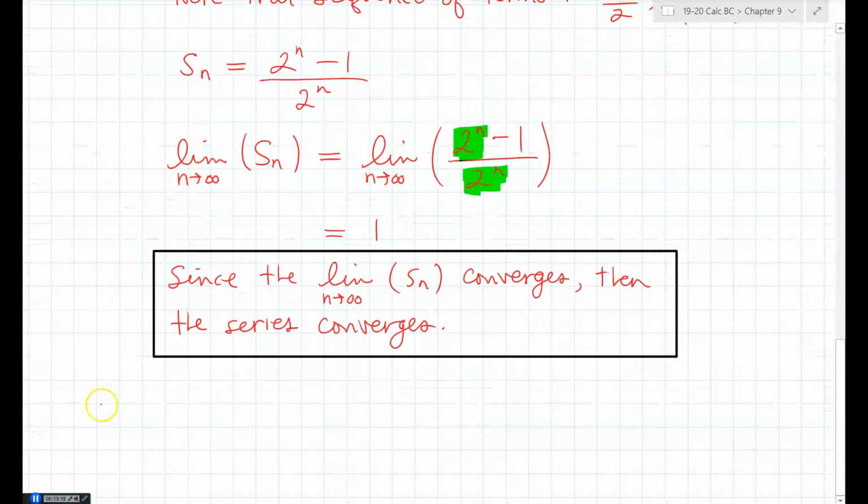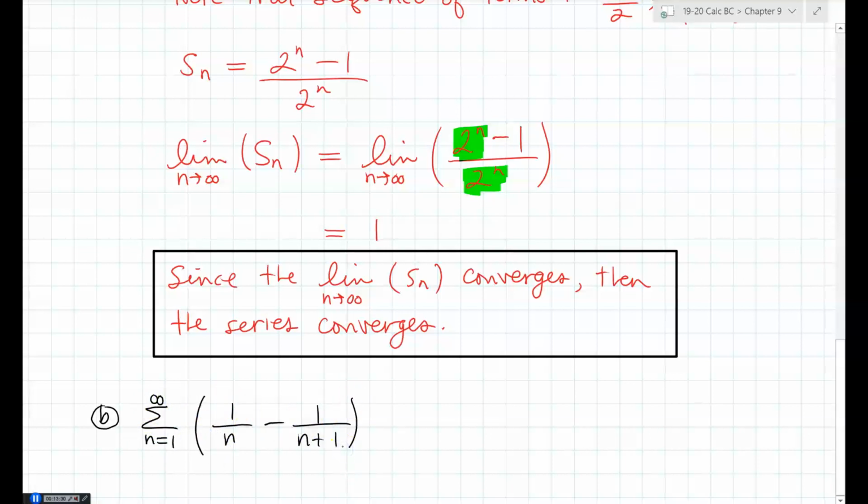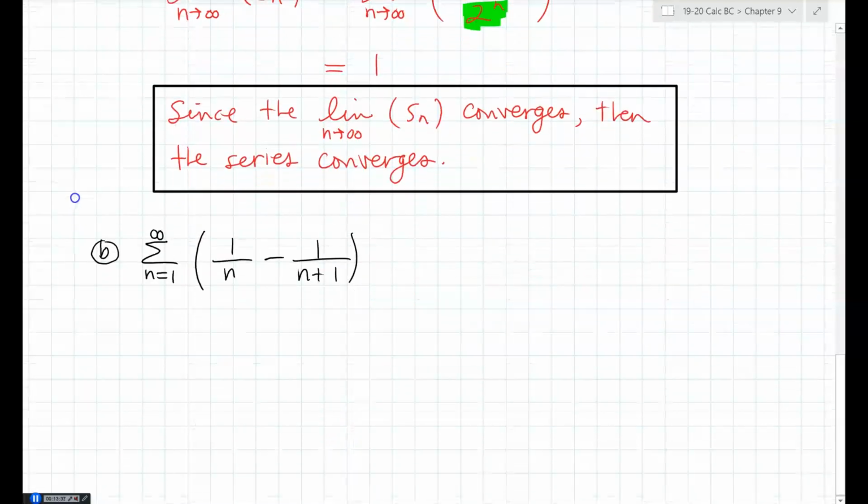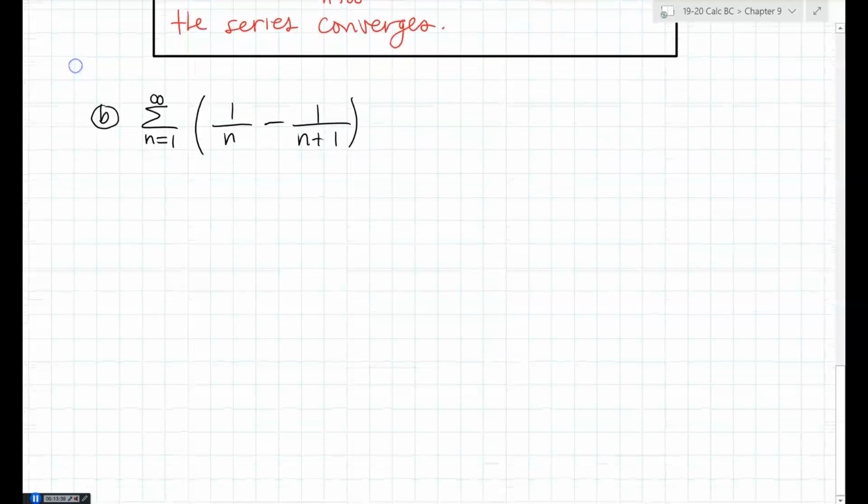So part B, we're going to do the sum as n goes from 1 to infinity of 1 over n minus 1 over n plus 1. Now this is something we call a telescoping series, and we'll talk about that soon as well. It'll make some sense maybe as we start going over this. But here's the series. They want to know whether or not this converges.